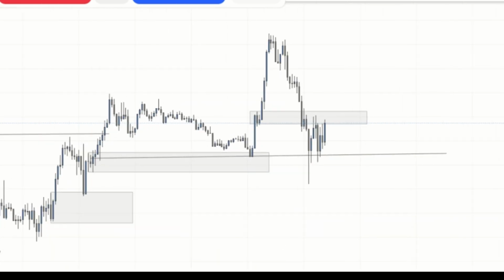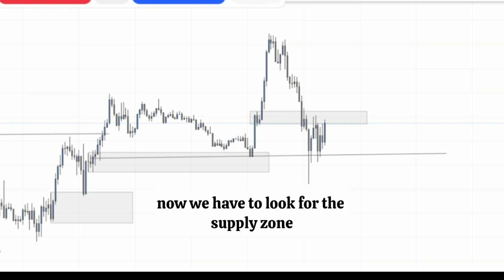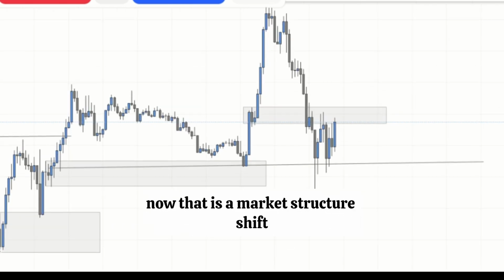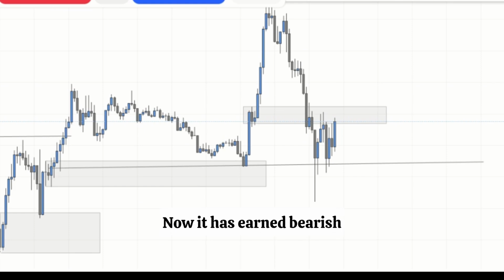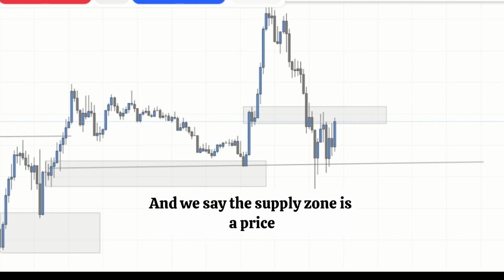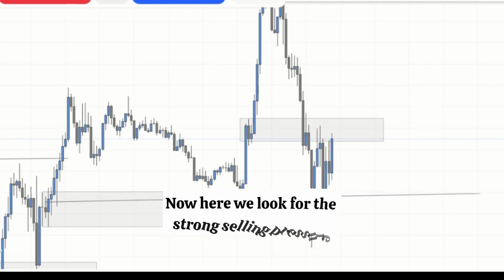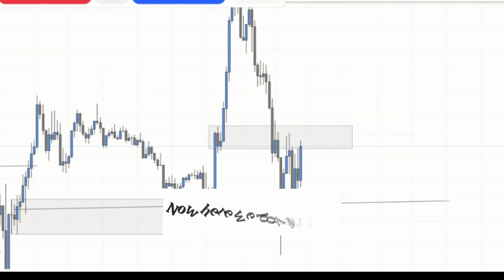So now, when it turns bearish, we have to look for a supply zone. That is a market structure shift, now that it has turned bearish. When it turns bearish, we look for a supply zone. And we say the supply zone is a price where selling pressure is strong, potentially leading to a price drop. Now here we look for the strong selling pressure.